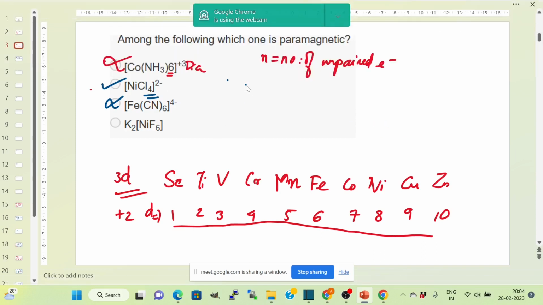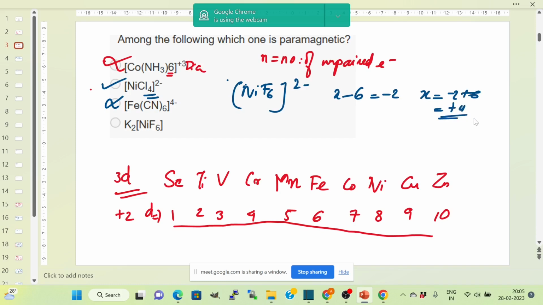First we'll find out the oxidation state of nickel. Since there are two potassium outside, the overall charge on the complex is 2 minus. So x minus 6 is equal to minus 2, x is equal to minus 2 plus 6, which is plus 4. Nickel is in the plus 4 state, which is a high oxidation state, right? So here, even this fluorine will act as a strong field ligand.